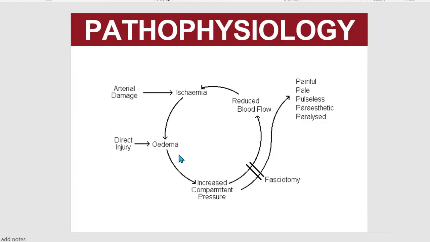So, pathophysiology, mao ni siya class. So, magsugod-sugod na siya sa reduced blood flow. Oh no, direct injury. So, it all starts here. No? Direct injury. So, ma-increase ang compartment pressure, ma-reduce ang blood flow, may ischemia, so, arterial damage. No? So, ingana siya sa cycle na. Magbalik-balik. Kung dili siya ma-disrupt nimo diri, pag-anchor sa compartment, aplayan ni og fasciotomy.